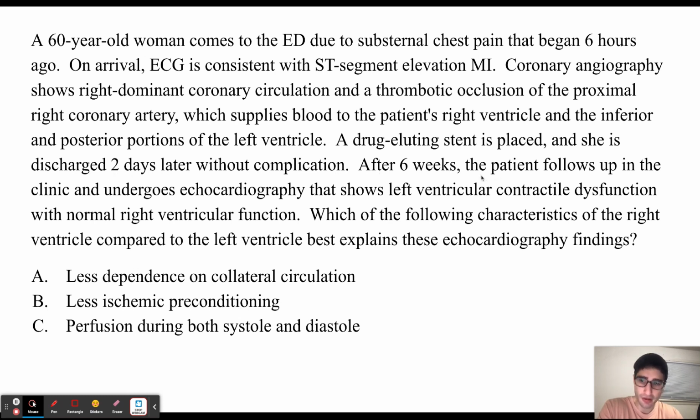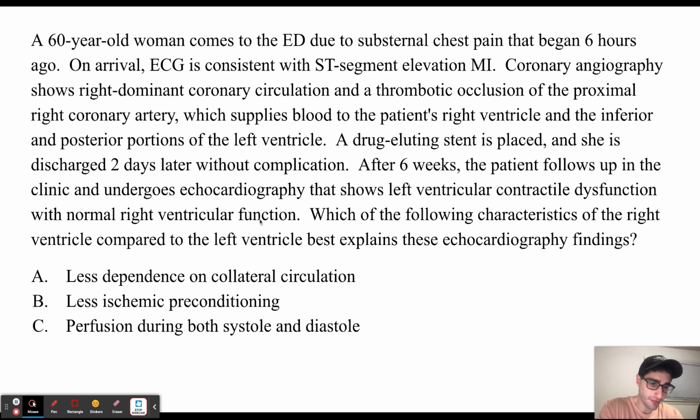After 6 weeks, the patient follows up in the clinic and undergoes echocardiography that shows left ventricular contractile dysfunction with normal right ventricular function. Which of the following characteristics of the right ventricle compared to the left ventricle best explains these echocardiography findings? Now, the patient has suffered an MI, and after 6 weeks, what we see is a damaged left ventricle, but we have normal right ventricular function.